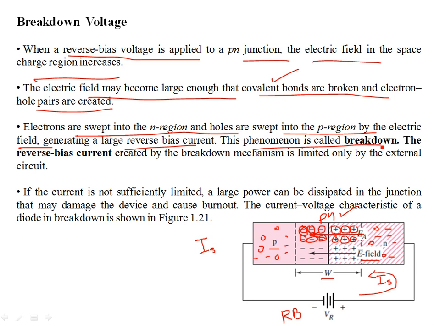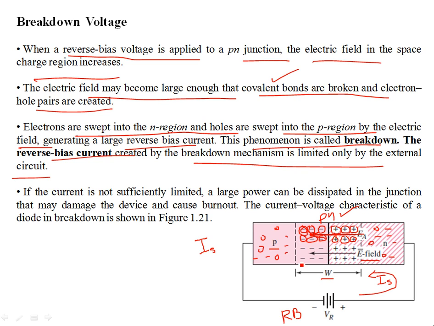So the breakdown occurs because the electric field is strong enough to break the covalent bonds and free the electrons in the lattice, which are the minority carriers on either side, and they start diffusing from one side to another, resulting in a large reverse saturation current, IS. Now the reverse bias current created by the breakdown mechanism is limited only by the external circuit.